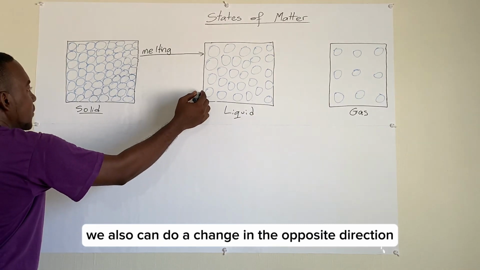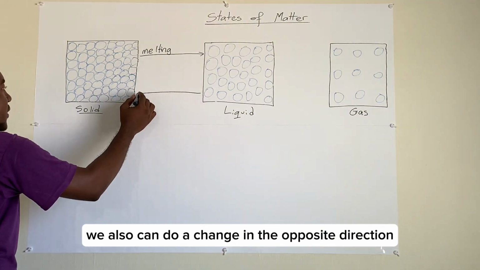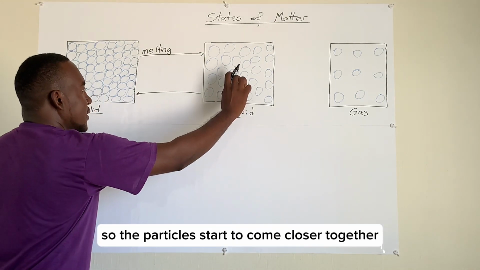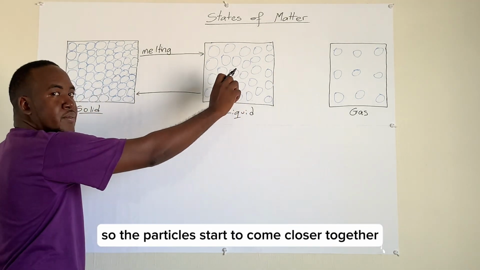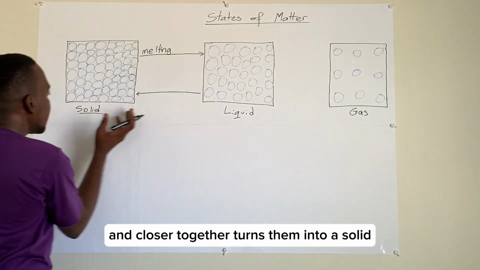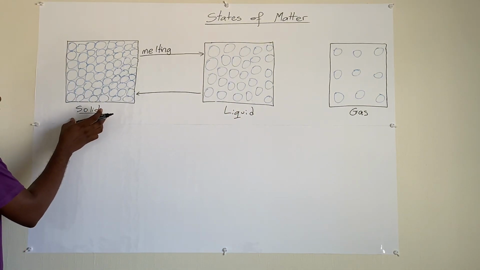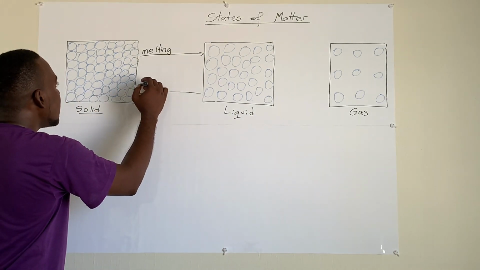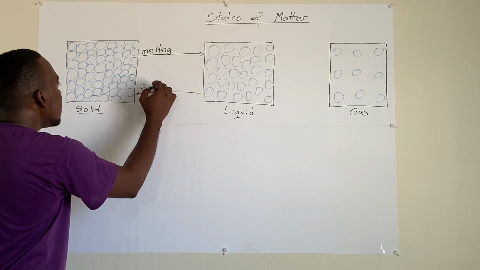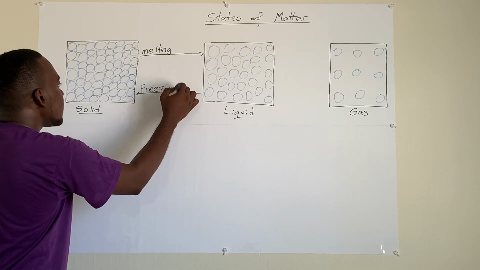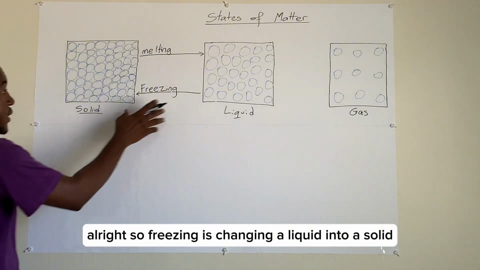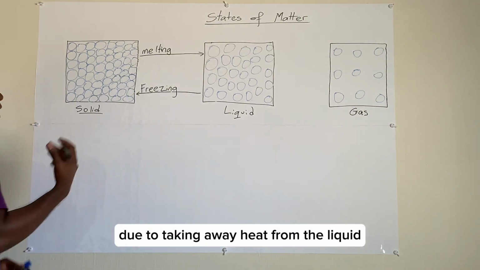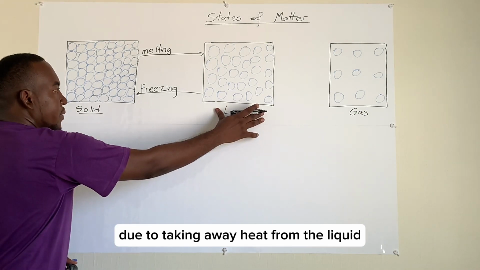We can also do a change in the opposite direction, where a liquid loses its heat, so the particles start to come closer together, and closer together turns them into a solid, and that process is called freezing. Right? So freezing is changing a liquid into a solid due to taking away heat from the liquid.